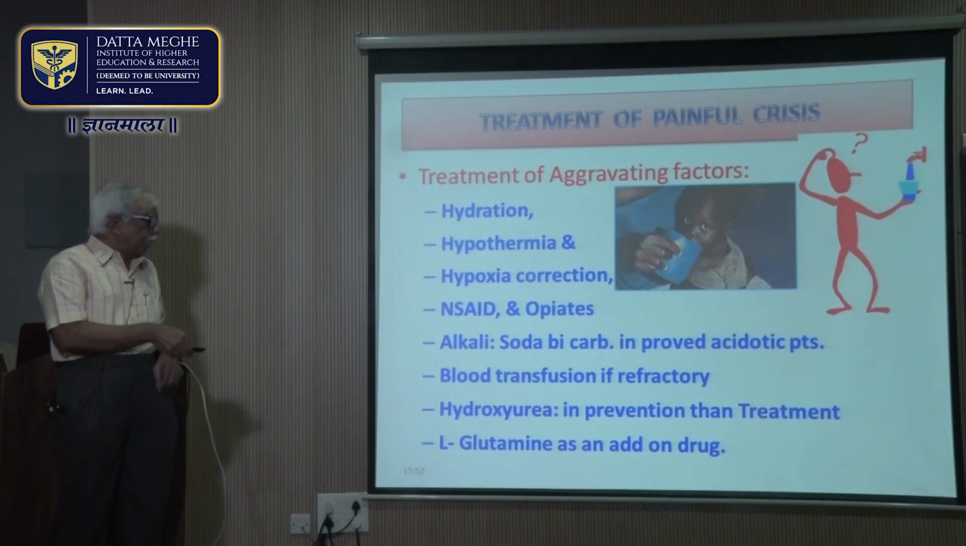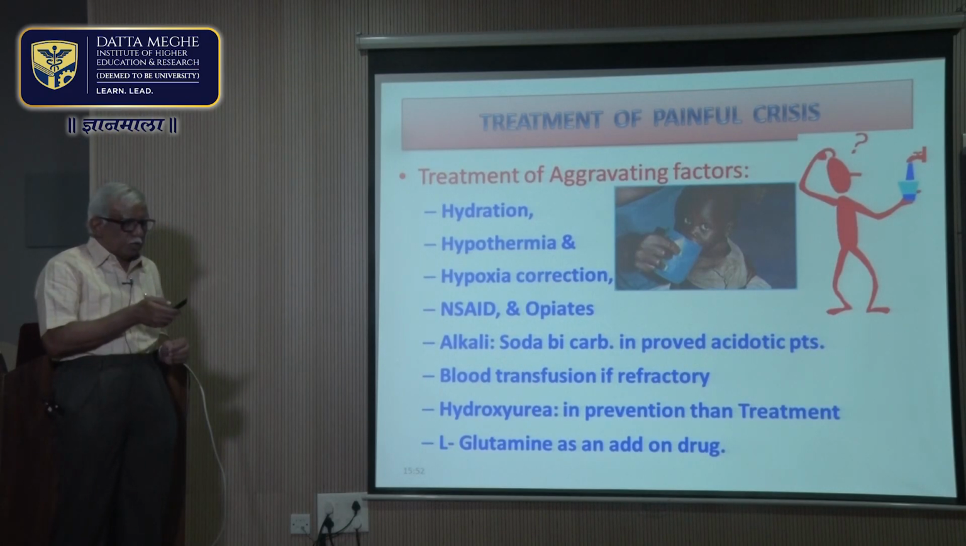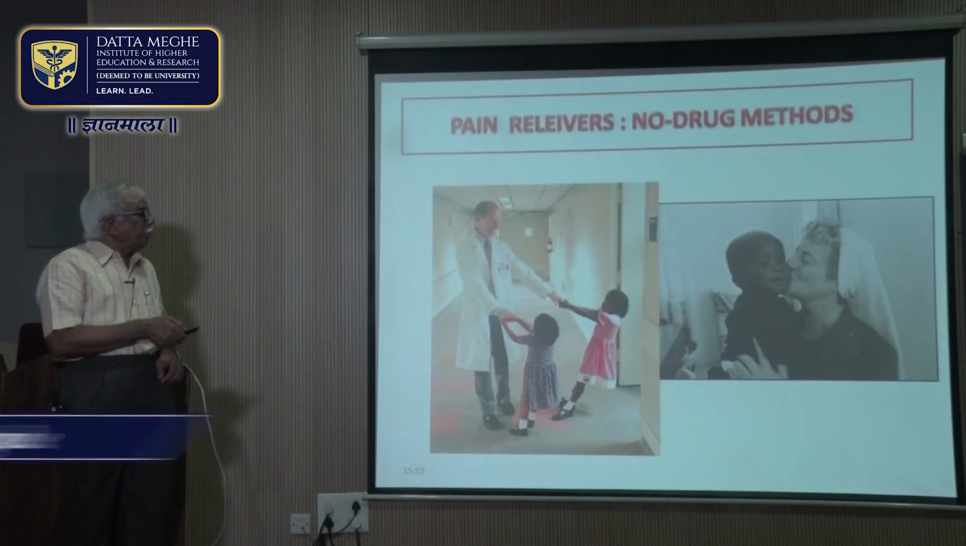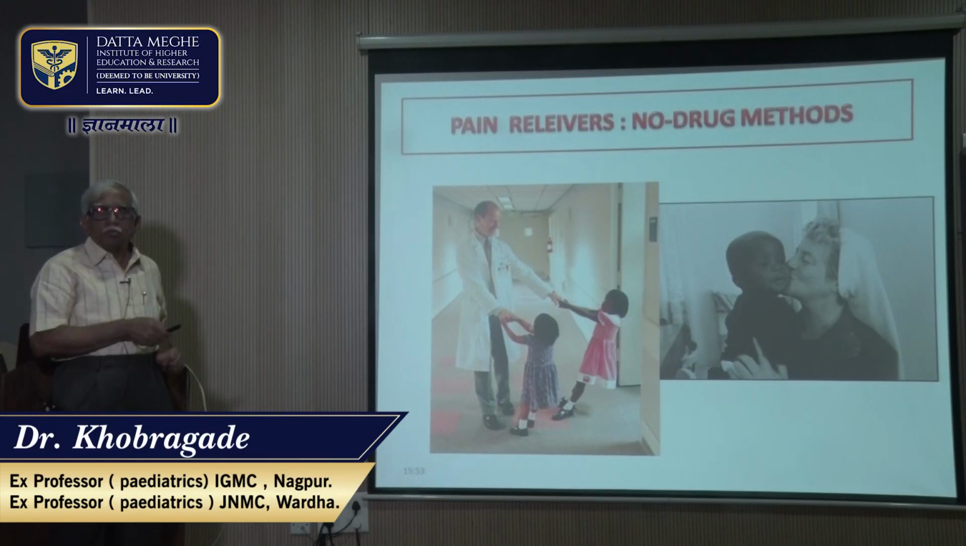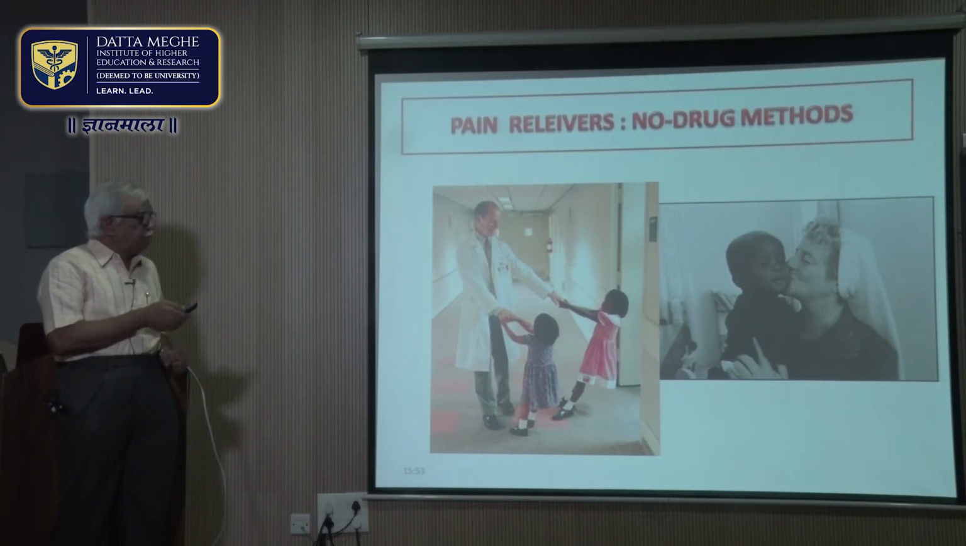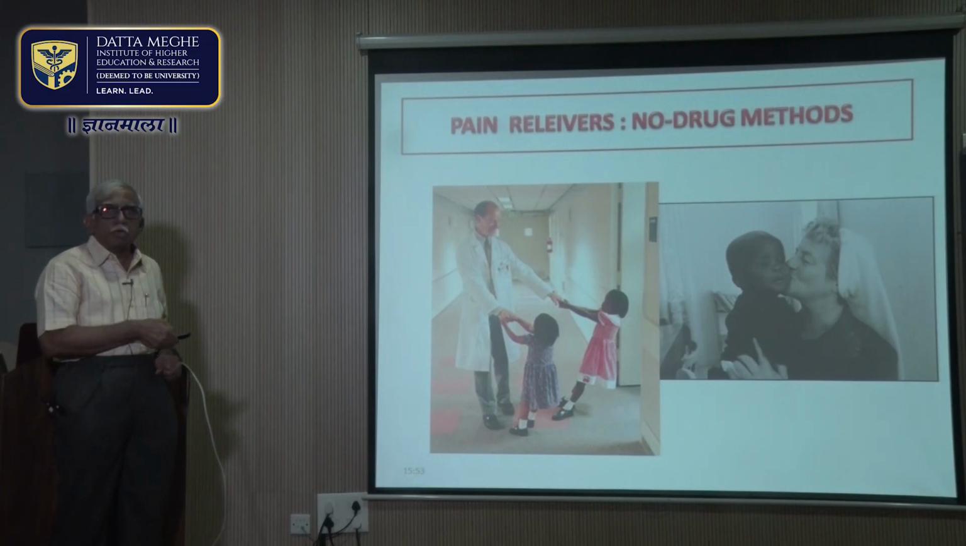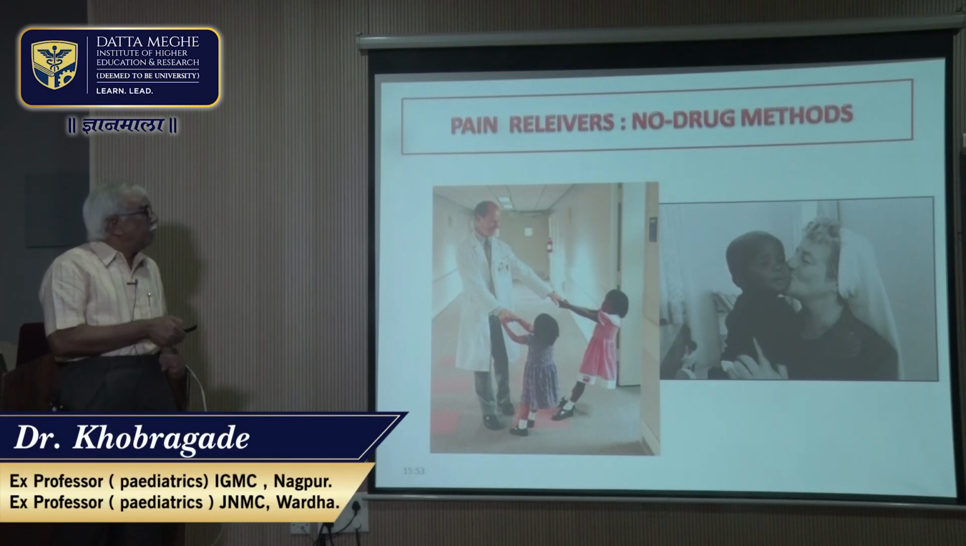As an add-on drug, another new drug is coming, called L-glutamine. Pain relievers: what is most important, most crucial, is a sympathetic approach to all these patients. This can relieve more pain than any drug ever in life. So this is very important. This can wipe the unseen tears not only from the child but also from the parents.